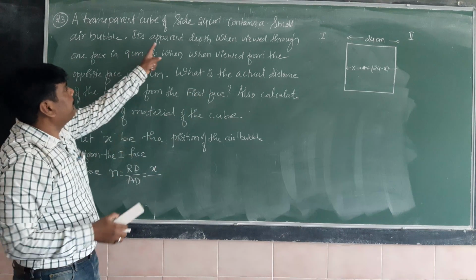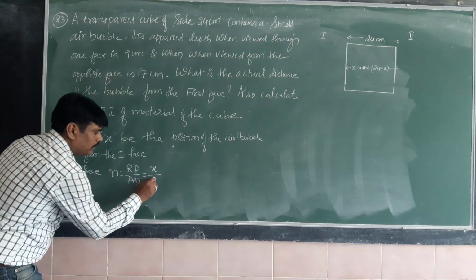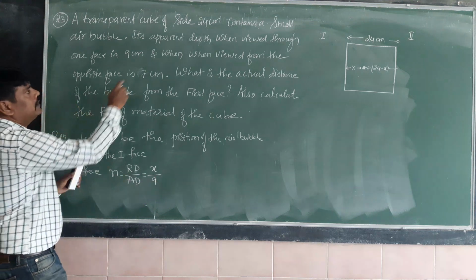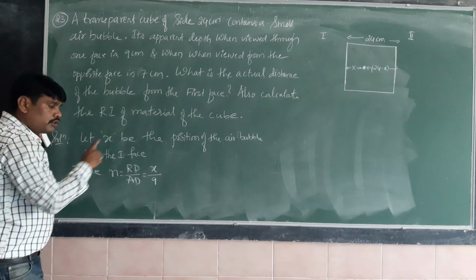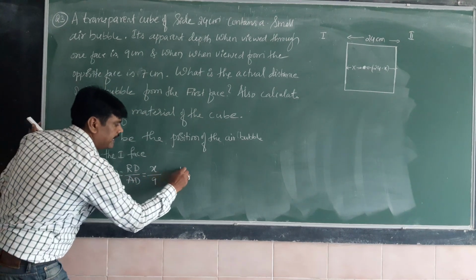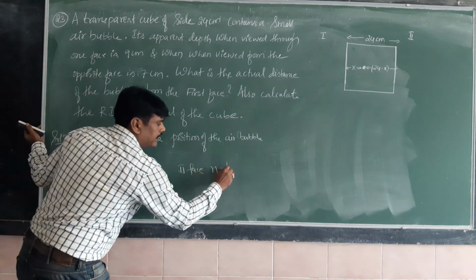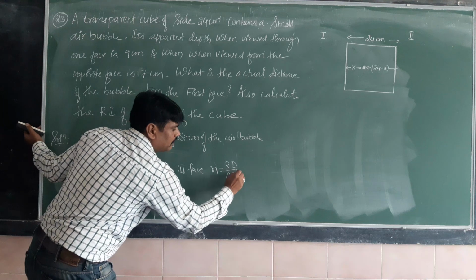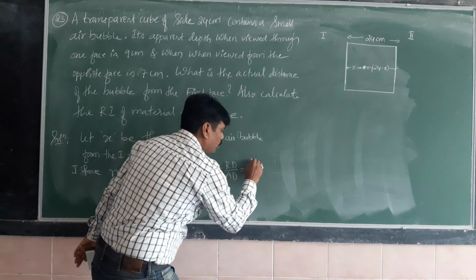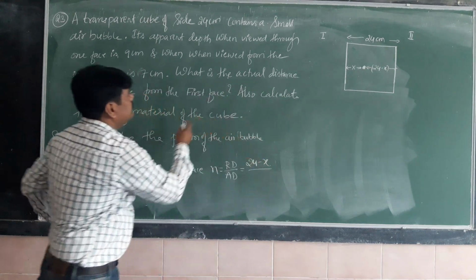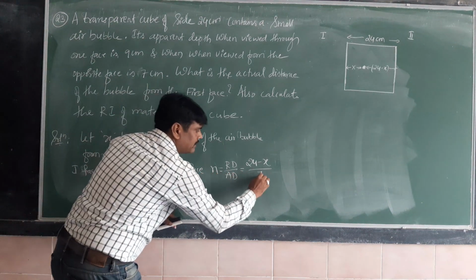See here, its apparent depth when viewed from one phase is 9 centimeter. From the first phase it is 9 centimeter, and when viewed from the opposite phase it is 7 centimeter. So in the opposite phase it is 7 centimeter. So second phase. So refractive index is equal to real depth divided by apparent depth. What is the value of real depth? From here to here it is 24 minus x. Then what is the apparent depth? When viewed from the opposite side it is 7 centimeter.